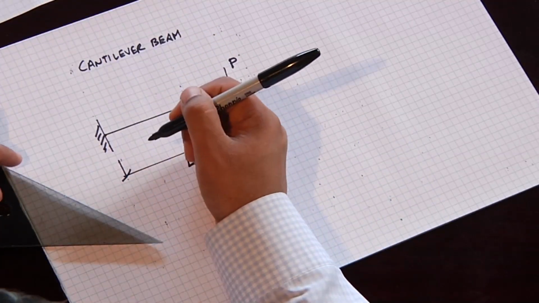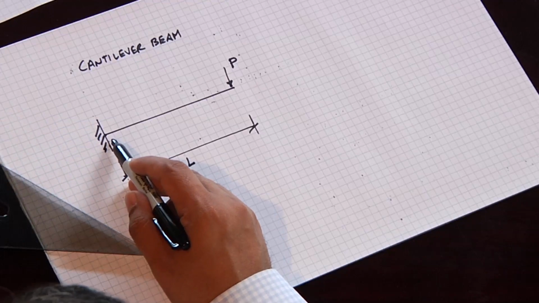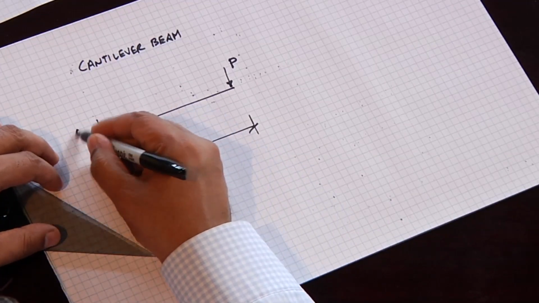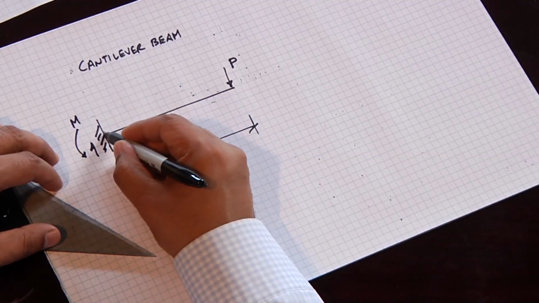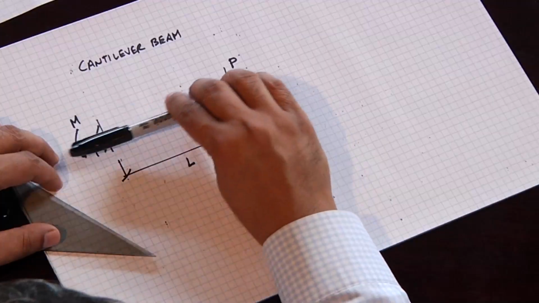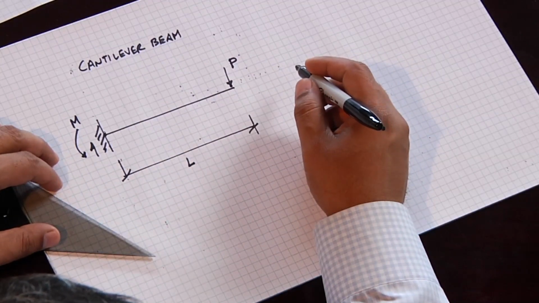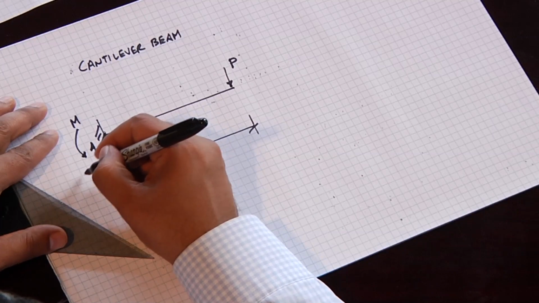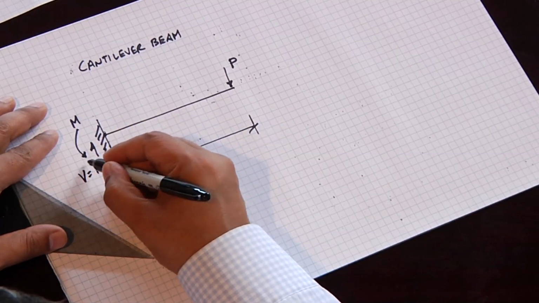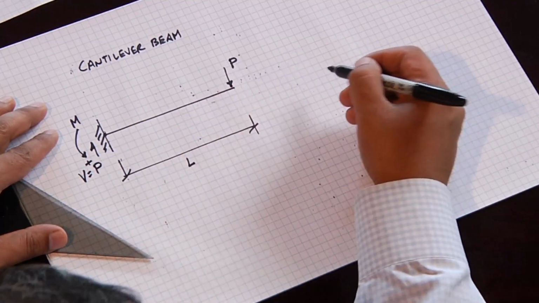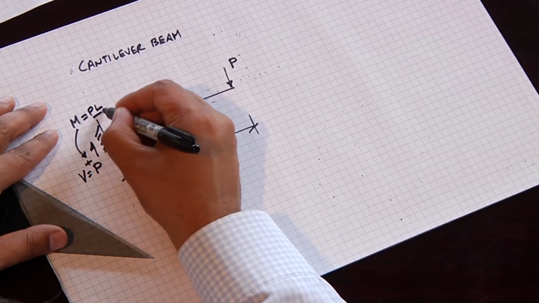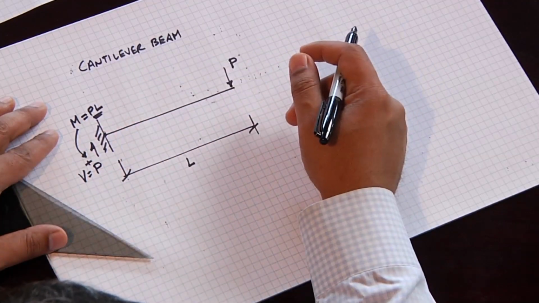and on this support point here, this is a fixed point, we have an end reaction and we have a moment because it's moment resisting. So it's resisting rotation. And so right away, we already know that the end shear here is going to equal P, plus P, because this P is going down, and the moment, which we'll talk about in the next segment, is actually equal to P times L. But we'll talk about this separately.